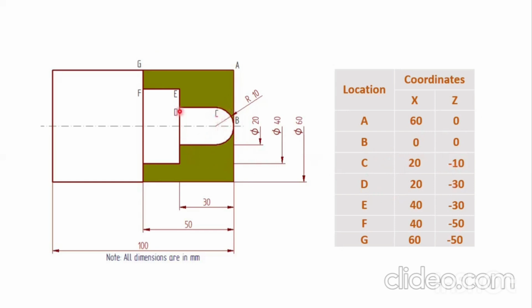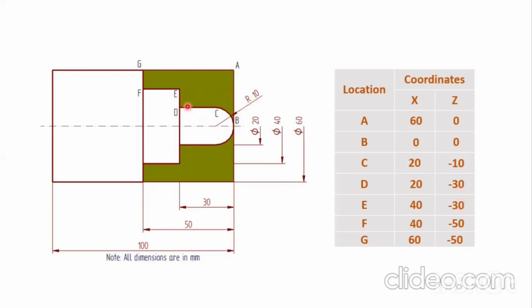At location D, diameter is 20 and then length is minus 30 from this surface to this surface. We are going to use minus 30 here because the tool moves in the leftward direction. In case it moves in the rightward direction, we are going to assume plus Z. As it removes the workpiece material, we are going to consider minus 30 here.